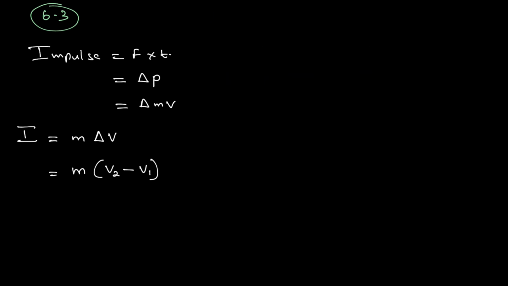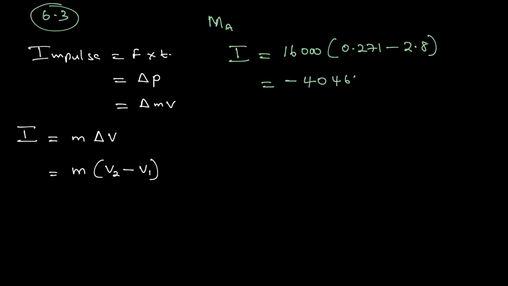So we can calculate the impulse for the mass of A, and we know that that's going to be 16,000 into bracket 0.271 minus 2.8. And if we punch that into the calculator, we get the impulse to be minus 40464 newton seconds, and that would be 4 times 10 to the power 4 newton seconds. So we don't need to worry about the negative, we're just looking for the magnitude of the impulse.